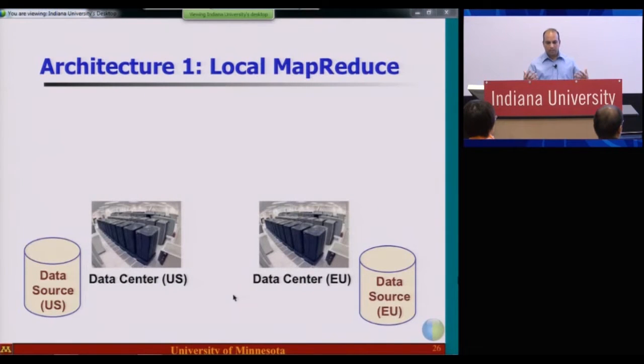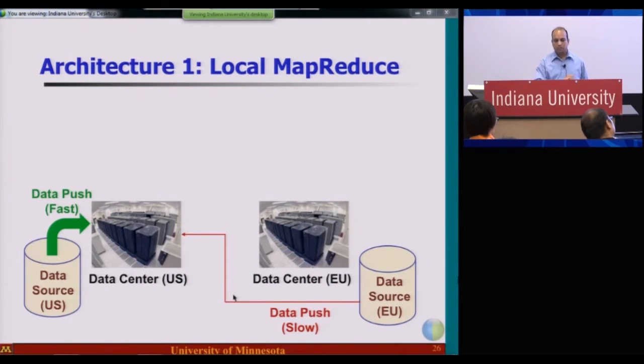To do that, we basically take a simple model. Here we assume that we have two different data sources, one located in the US and one in Europe, and we have corresponding clusters close to these data sources, again, one in the US and one in the EU. So one way to execute your MapReduce on all this data is to basically do what you may end up doing today. Send all the data to one site, carry out MapReduce like you would typically do on a local cluster, and then get the output.